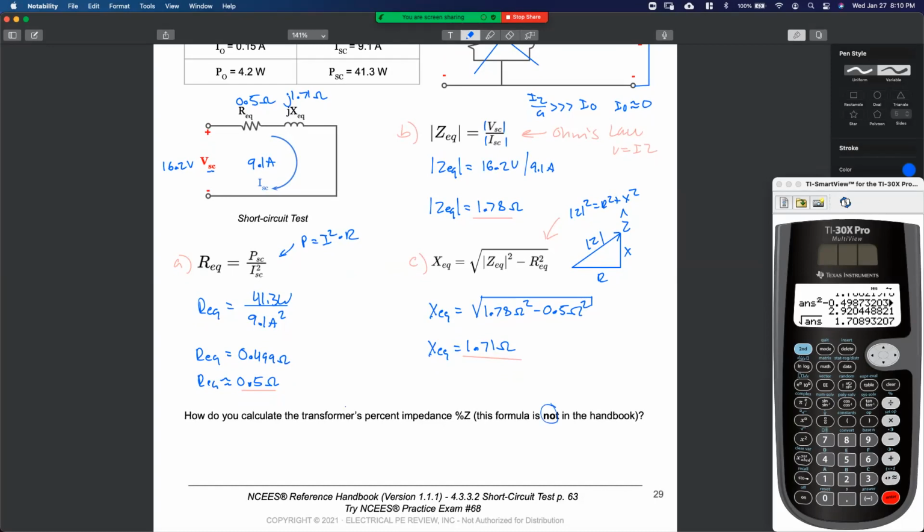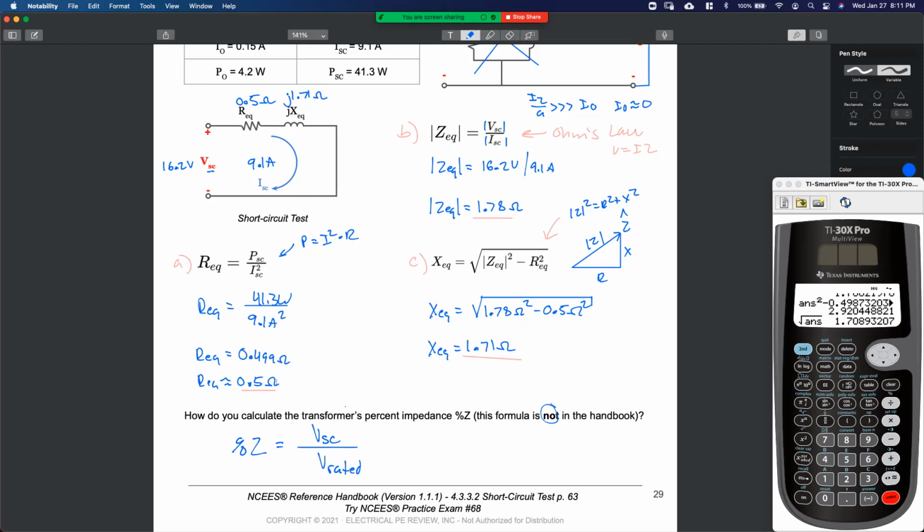Careful, not in the handbook. Let's see. Robbie said voltage short circuit divided by nominal primary voltage, where I short circuit is I rated. Beautiful. So look, percent Z, and this is actually how they calculate it at the manufacturer. They do a short circuit test. Short circuit test is primarily used to calculate percent Z, but it also helps to calculate the parameters. But for the most part in power engineering, you only care about percent Z because that's what you use in fault current calculations, right? So percent Z is going to be V short circuit divided by V rated.